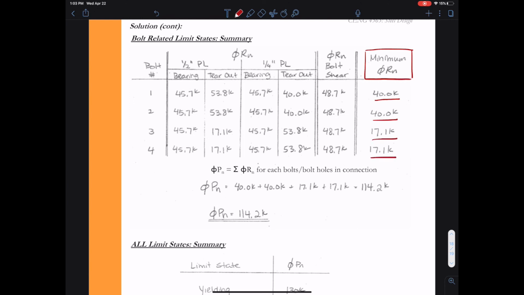So moving across my rows, for bolt 1, I see my lowest resistance is the 1/4 inch plate for tear out. So I use a value of 40.0 kips. For bolts 3 and 4, I see that my limiting strength is the tear out of the 1/2 inch plate. So that was 17.1 kips. And so now I've taken those values and added them together. So for bolts 1 and 2, I use 40 kips. For bolts 3 and 4, I use 17.1 kips. And I get a total of 114.2 kips for my entire connection from my bolt limit states.